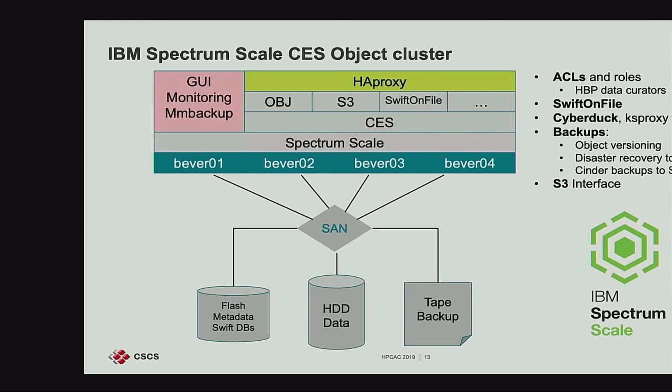This is our object storage system. As I mentioned, we have 4 physical servers which are attached to the SAN, and they expose on top Swift object storage, but also S3. And there is a monitoring interface on top. And we also configured the system so that we have Swift on file, which means that we can access the objects both through REST API, but also from the POSIX file system, which is GPFS.